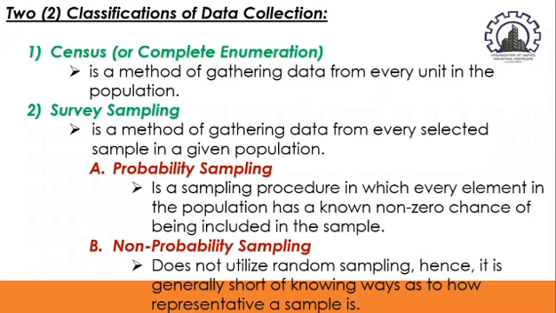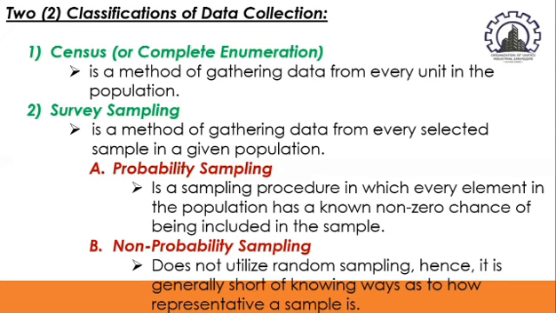All right. Generally, data collection can be classified into two, namely, census and survey sampling. So what's the difference between the two? A census, or complete enumeration, is a method of gathering data from every unit in the population. However, this is not always feasible because at times the population is unknown and therefore the population frame is not always available. And besides, conducting a census entails a large amount of money, time, and effort.